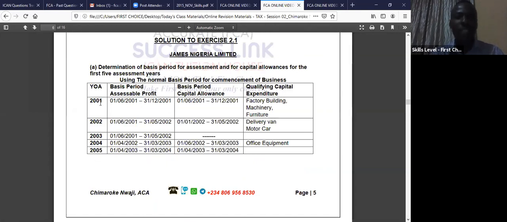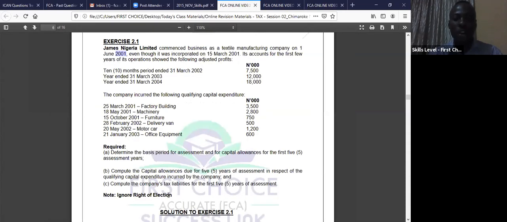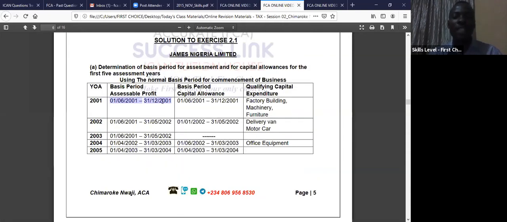You've done this. Now, it is best to start with the basis period of profit, which you already know. So what do we do in the 2001 basis period of profit? It will start from the date the business commenced. Remember last week? And it will end on 31st December 2001, the same year. Now, we were told to ignore right of election. So we will not do anything like right of election because that's not normal when we are doing capital allowances. So you see, this is the first year.